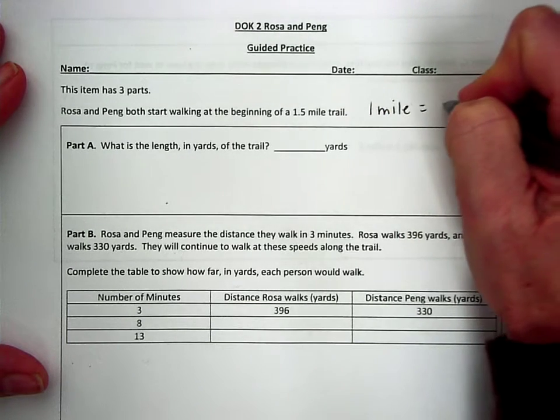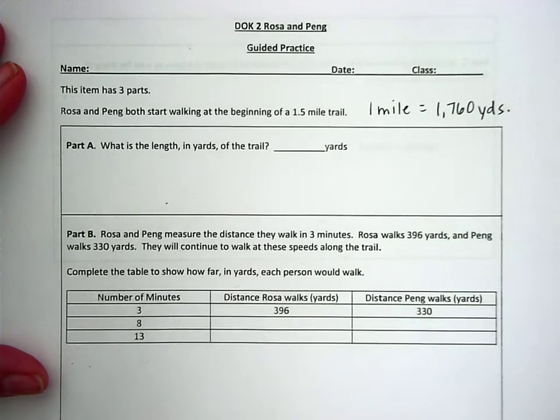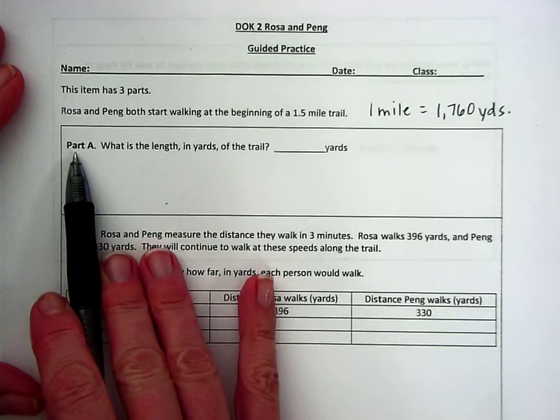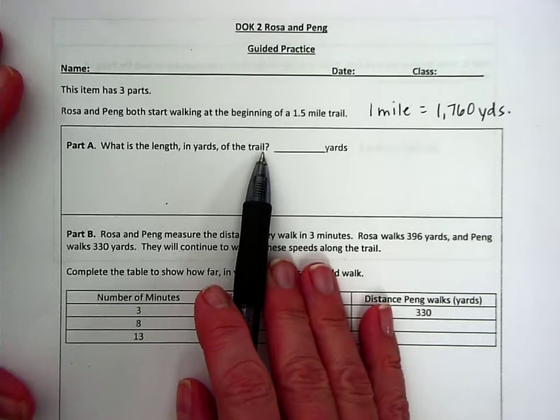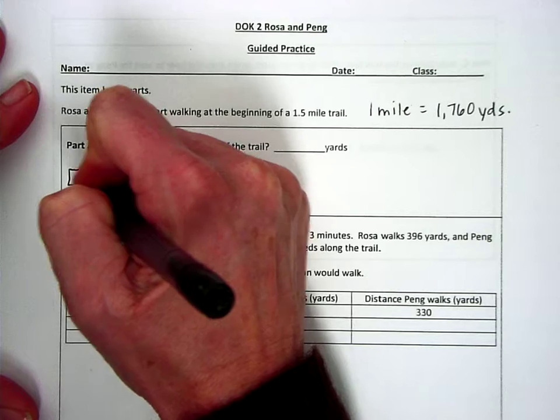Okay, so something you need to know is that 1 mile equals 1,760 yards. Okay, we need to know that. So the question in part A is, what is the length in yards of the trail? Okay, so I'm going to draw a picture. You guys know that I do a lot of pictures.